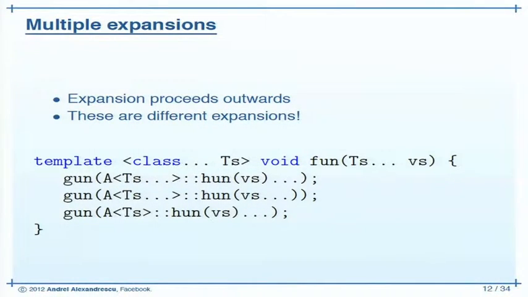So this is going to expand all T's and all V's separately. It's going to expand all T's and expand all V's. This is going to be A of int float double, Han of 2.3, 3.4. And the third, which is the most interesting, is going to expand things in lockstep, because it's going to expand the first argument first, and then the second argument second, and the third argument, and so on. It's going to expand T's and V's in lockstep. Does it make sense?